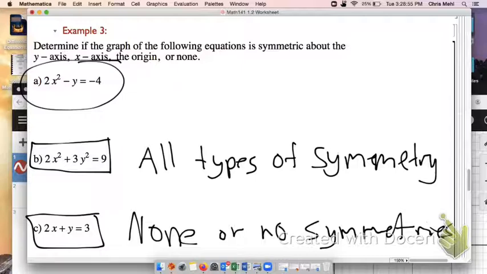I would be careful not to always just use that reasoning. There are times where you have more complicated equations than these three that I've given you here.